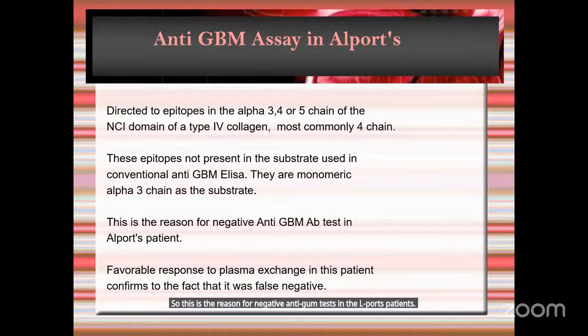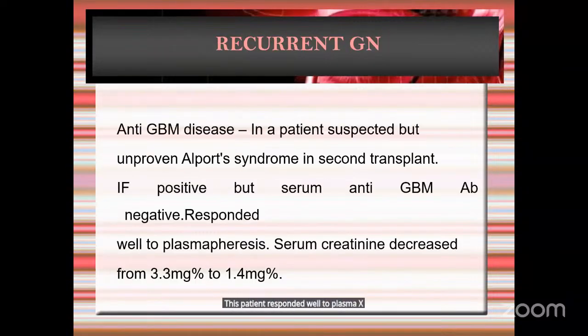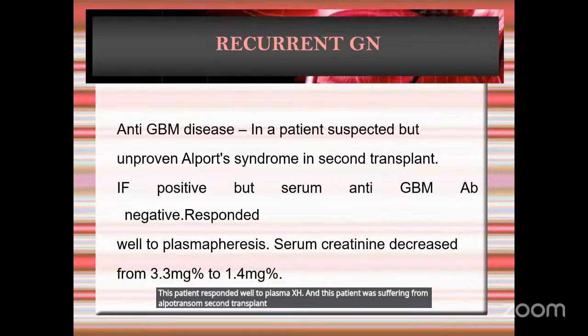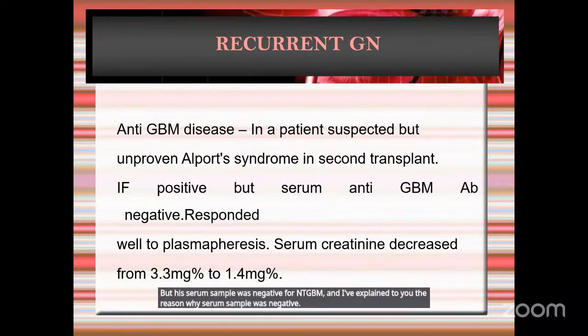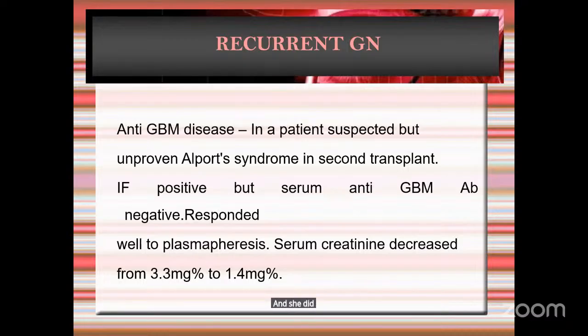This patient responded well to plasma exchange, and this patient was suffering from Alport syndrome, second transplant. His immunofluorescence was positive for anti-GBM, but his serum sample was negative for anti-GBM. And I've explained to you the reason why the serum sample was negative, and he did well with follow-up plasmapheresis. Crescentic glomerulonephritis recovered. Serum creatinine decreased.